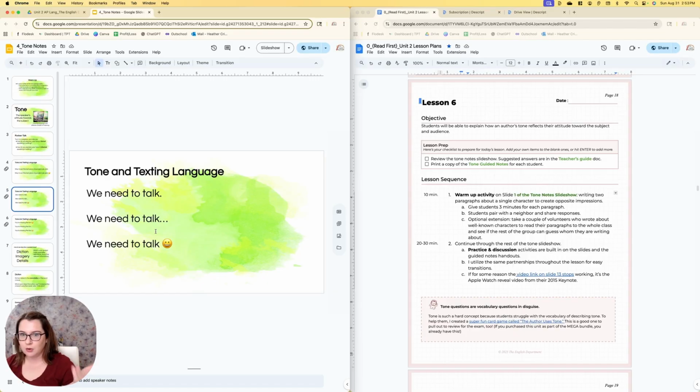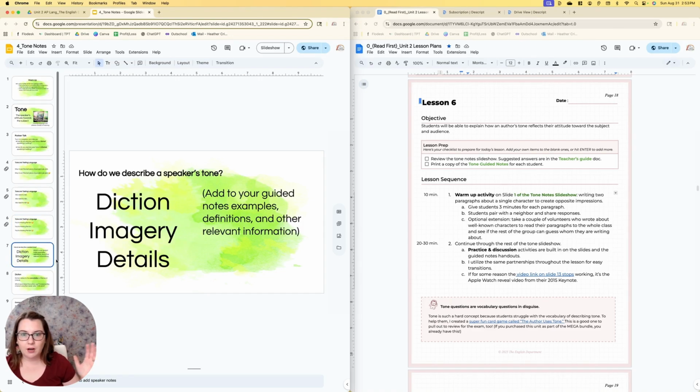If you're my age or older, or you're just an English teacher, you might properly punctuate your text messages, but your Gen, whatever they are now, Z, Alpha students will tell you that, no, that means you're mad. If you properly punctuate your sentences with a period, you are angry. And so we talk about tone and how we convey that in different ways through texting language.